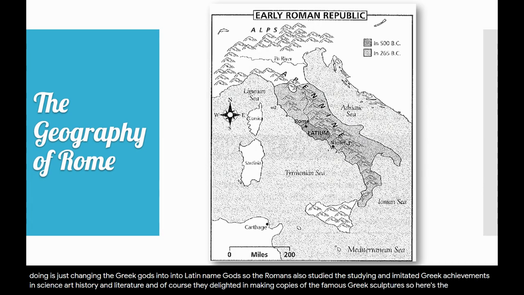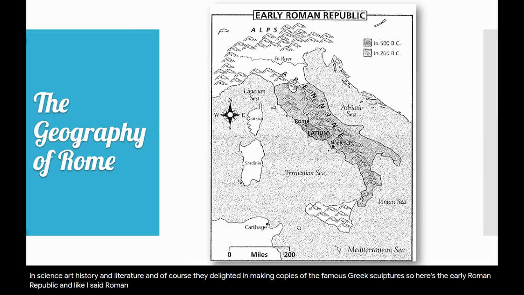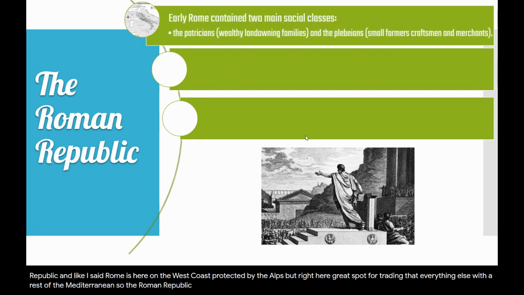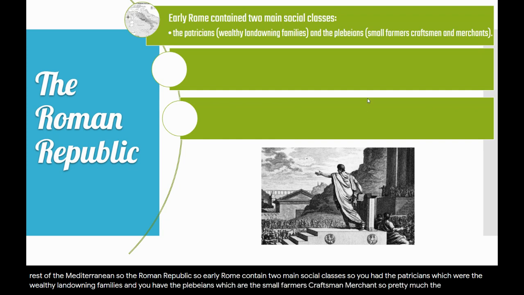So here's the early Roman Republic. And like I said, Rome is here on the west coast, protected by the Alps. But right here, a great spot for trading and everything else with the rest of the Mediterranean. So the Roman Republic. Early Rome contained two main social classes. You had the patricians, which were the wealthy landowning families, and you had the plebeians, which are the small farmers, craftsmen, merchants, so pretty much the commoners.